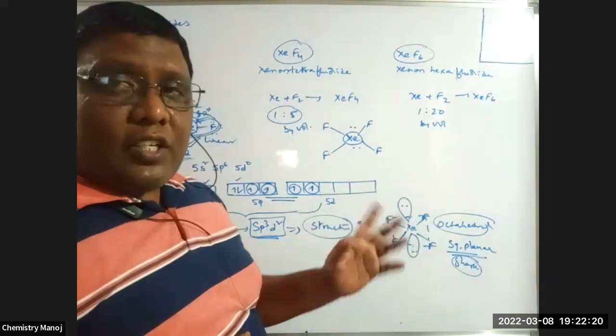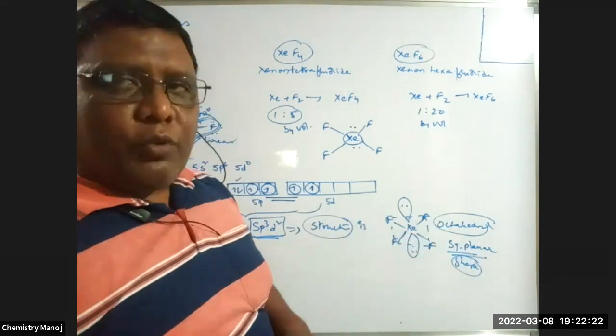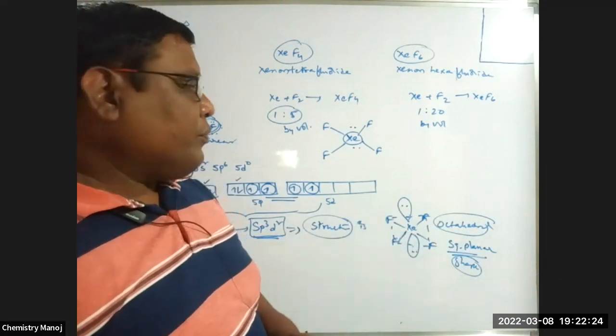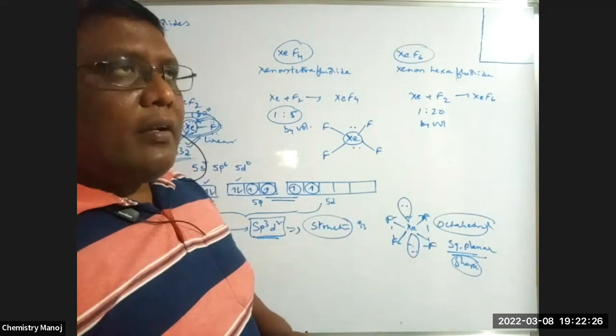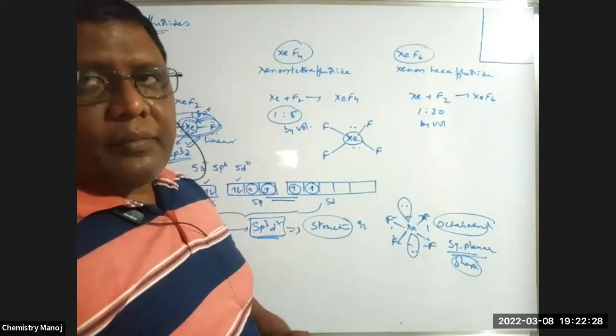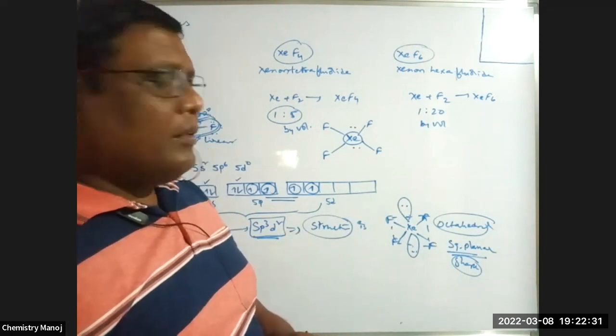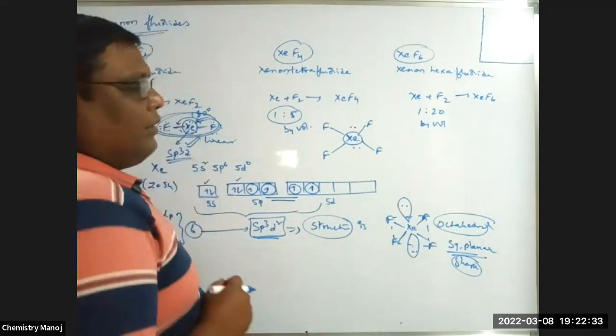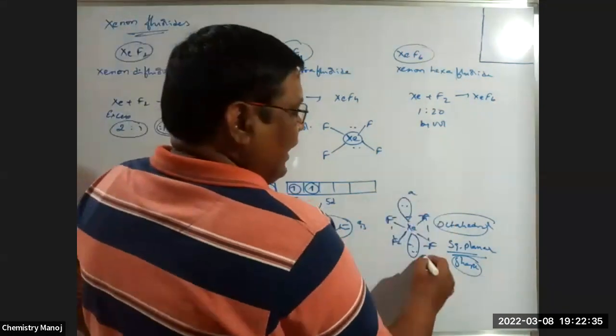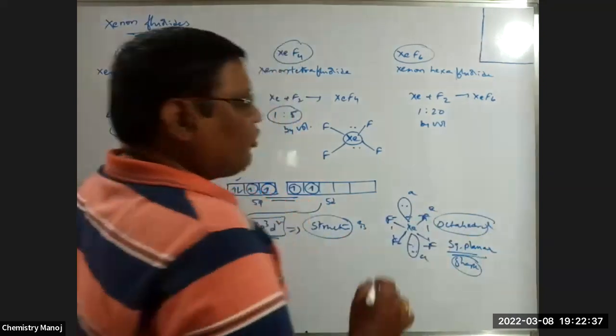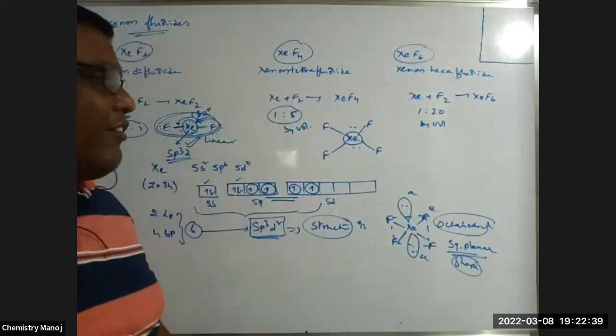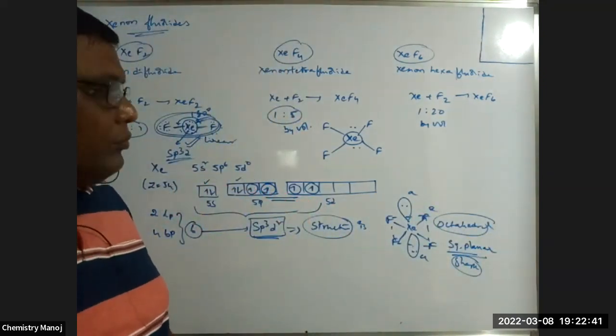Lone pairs: are they located at the equatorial position or the axial position? Lone pairs are axial. Fluorines are equatorial.